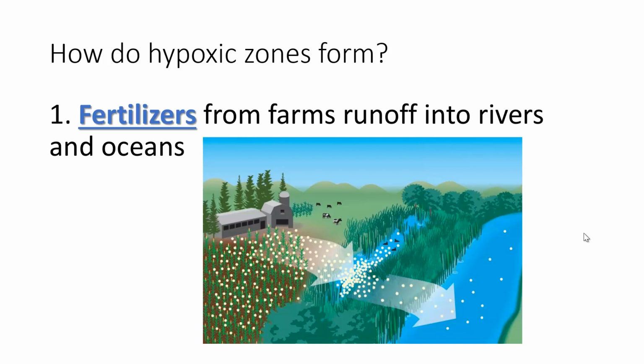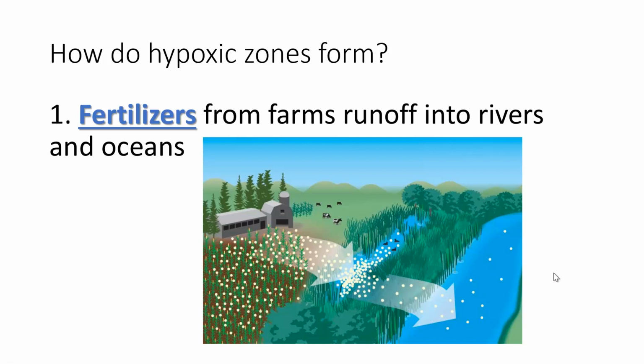So how do hypoxic zones form? First, fertilizers from farms run off into rivers and oceans. As you can see in this picture, farmers use fertilizers to help their crops grow. However, when it rains, that same fertilizer that was once on their farm runs off into nearby rivers, streams, ponds, and eventually into bigger bodies of water like the ocean or the Gulf of Mexico.